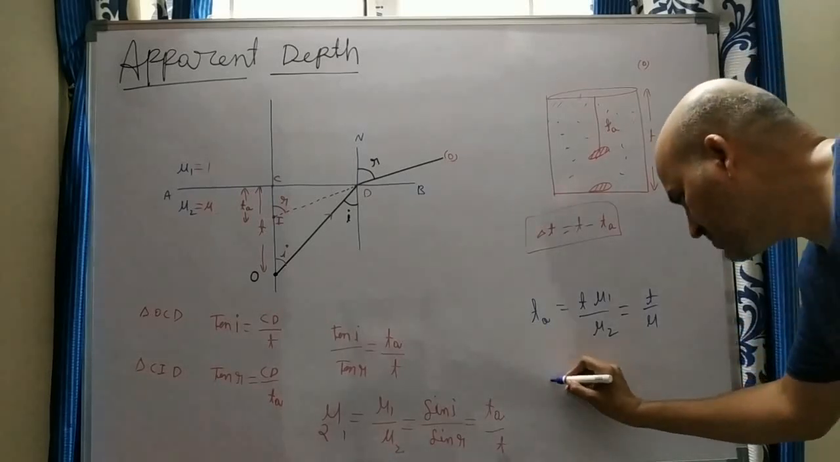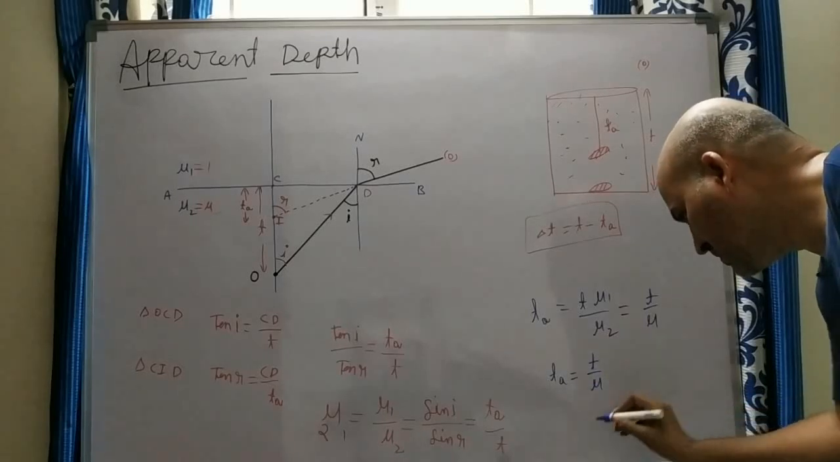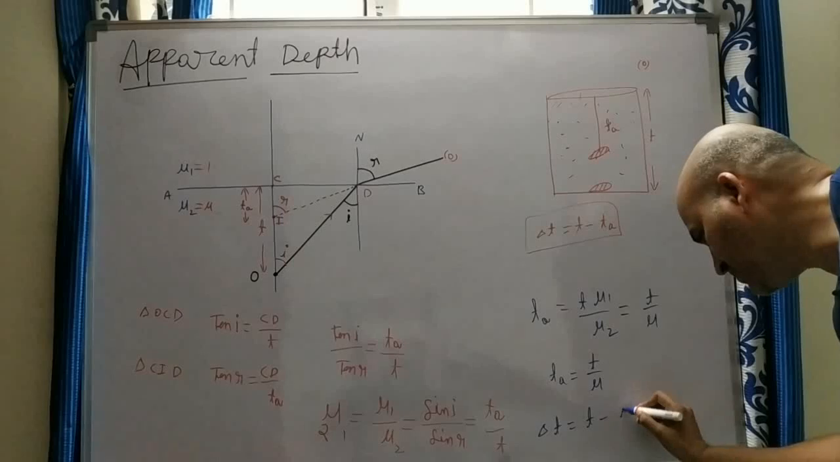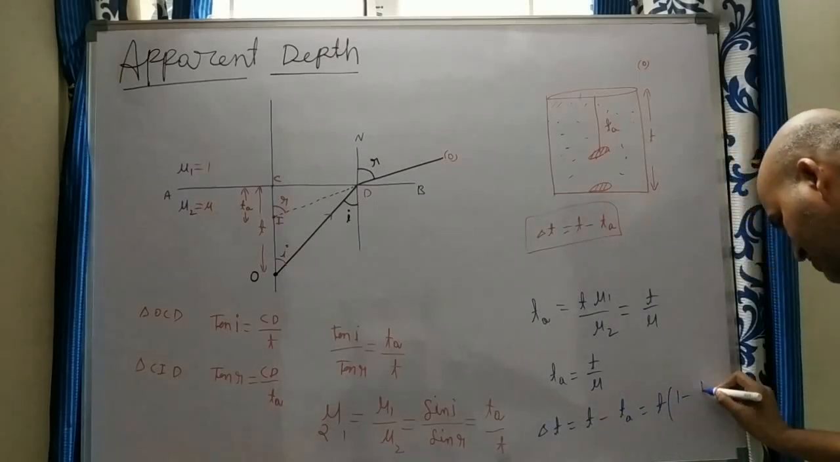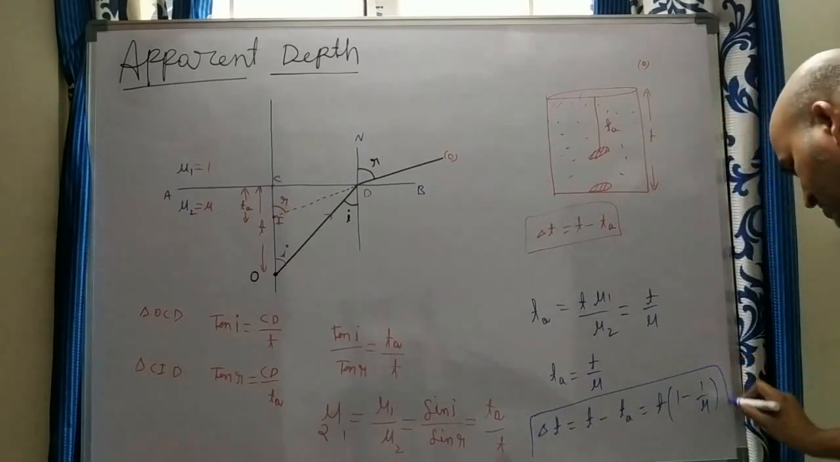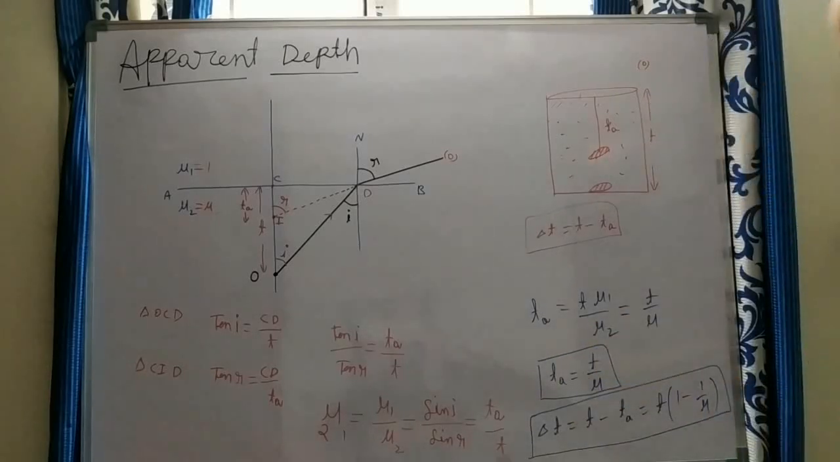So the apparent depth is T by mu. And what is the shift in the position? Actual depth is T and the new position is T apparent. So you can write T common, 1 minus 1 by mu. So apparent shift and apparent depth you can write like this.